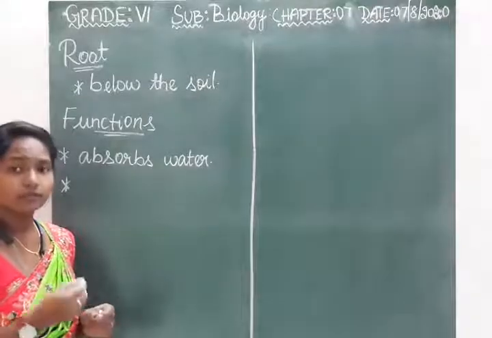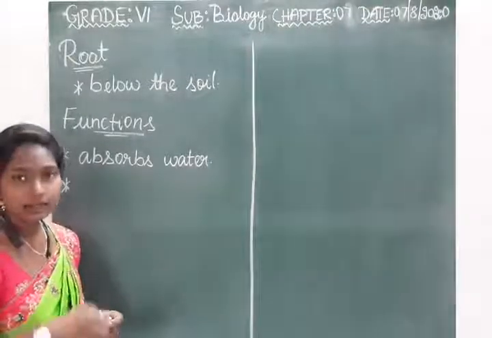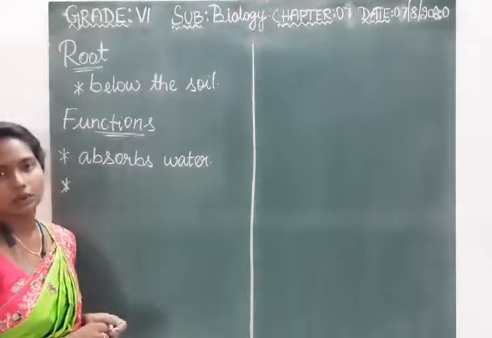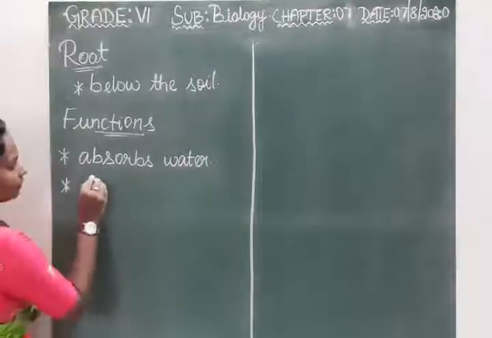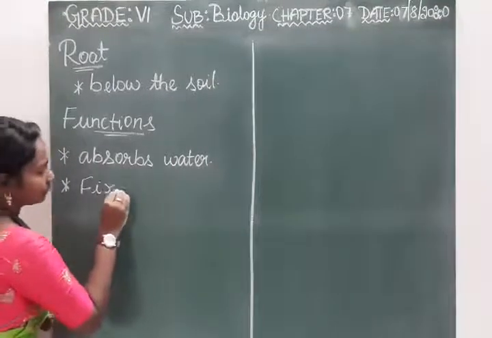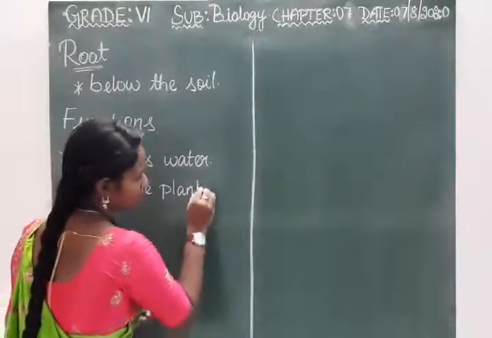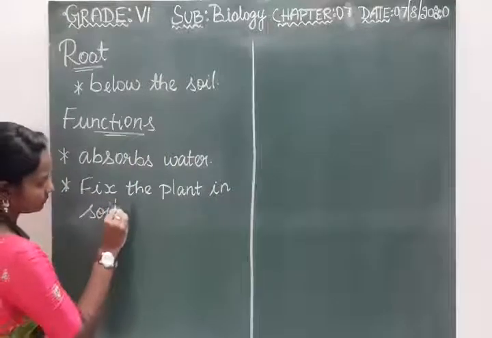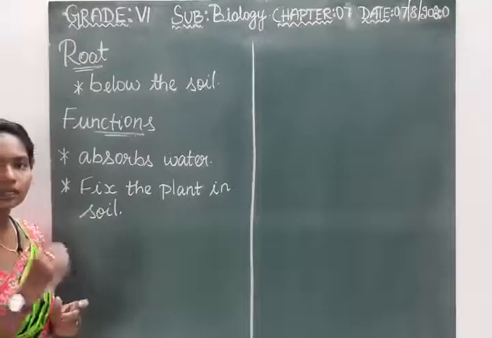By this we can come to the conclusion that the root acts as an anchor in the soil, which fixes the plant firmly in the soil. So this is the second function: it fixes the plant in soil. So these are the two functions of the root.